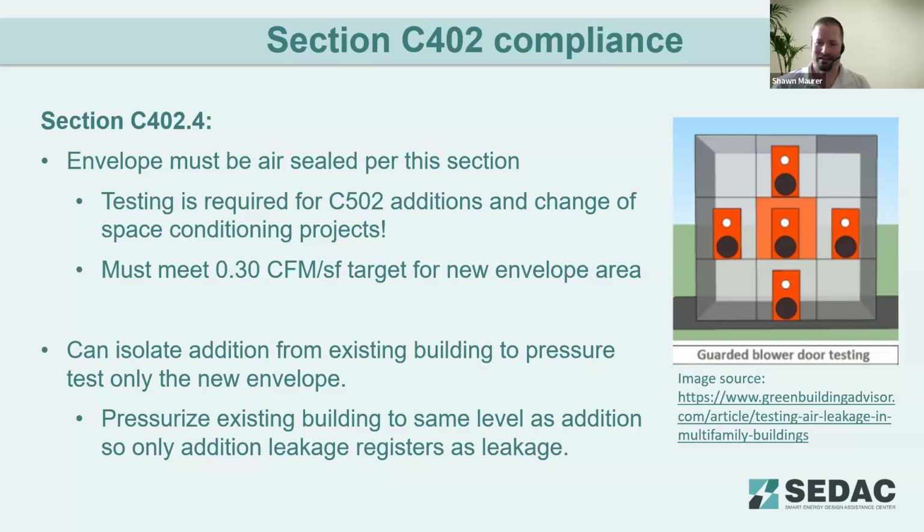You can isolate an addition from an existing building to pressure test only the new envelope. You can do this with a guarded blower door test where you pressurize the existing building to the same as the addition so that you're not drawing in leakage from the existing building. And that way you're only testing the portion of the project that is the addition, and you're not getting leakage from the existing structure impacting the test.